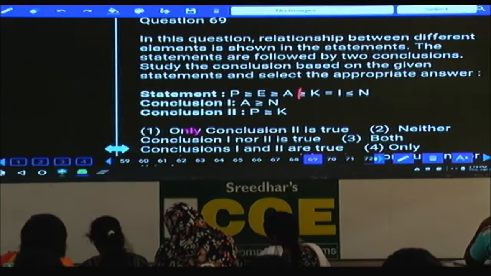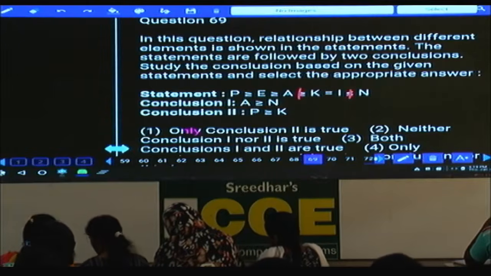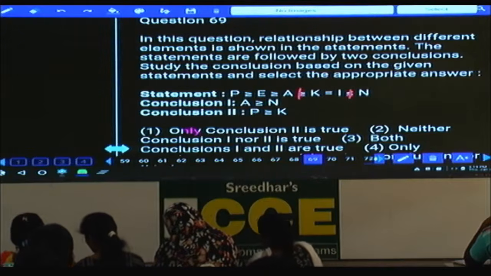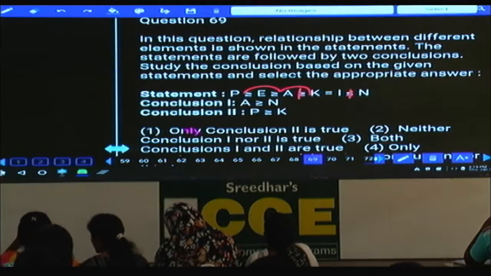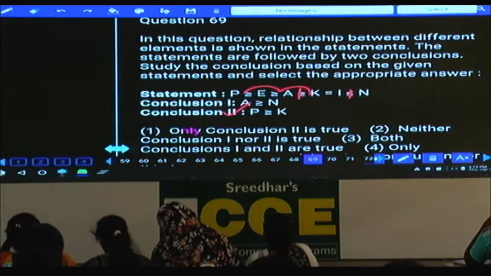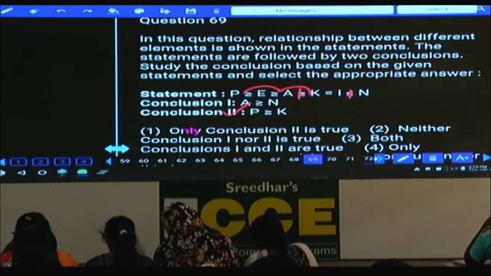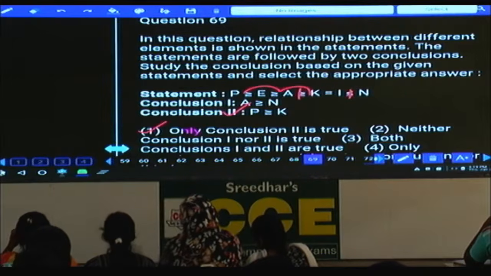Then coming to question number 69, A and N. A is here, N is here, between these two opposite symbols, so no relation. And next one, P and K. Now between P and K, tell me which symbol is common? Only greater than or equals to is common. Hence P greater than or equals to K, definitely true. Hence only 2 follows. It is given in choice 1.